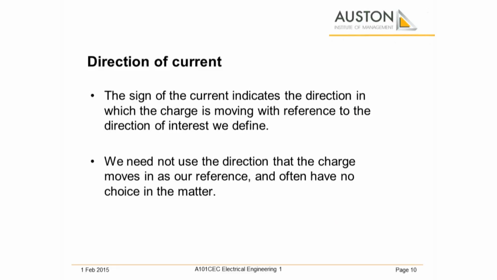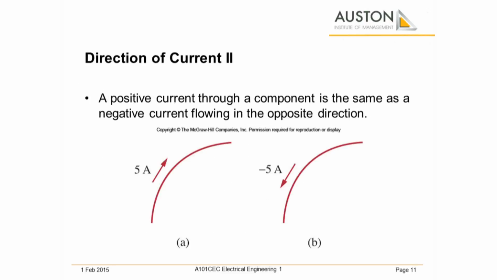Now, the direction of current is important. You can assume the direction of current in a circuit, but you will get either a positive or negative value. But don't worry about it. When you get a negative value, it means the direction of current is the opposite of what you have assumed. We will know more about it as we go on through our analysis. So positive current is the same as negative, except that the direction is opposite.